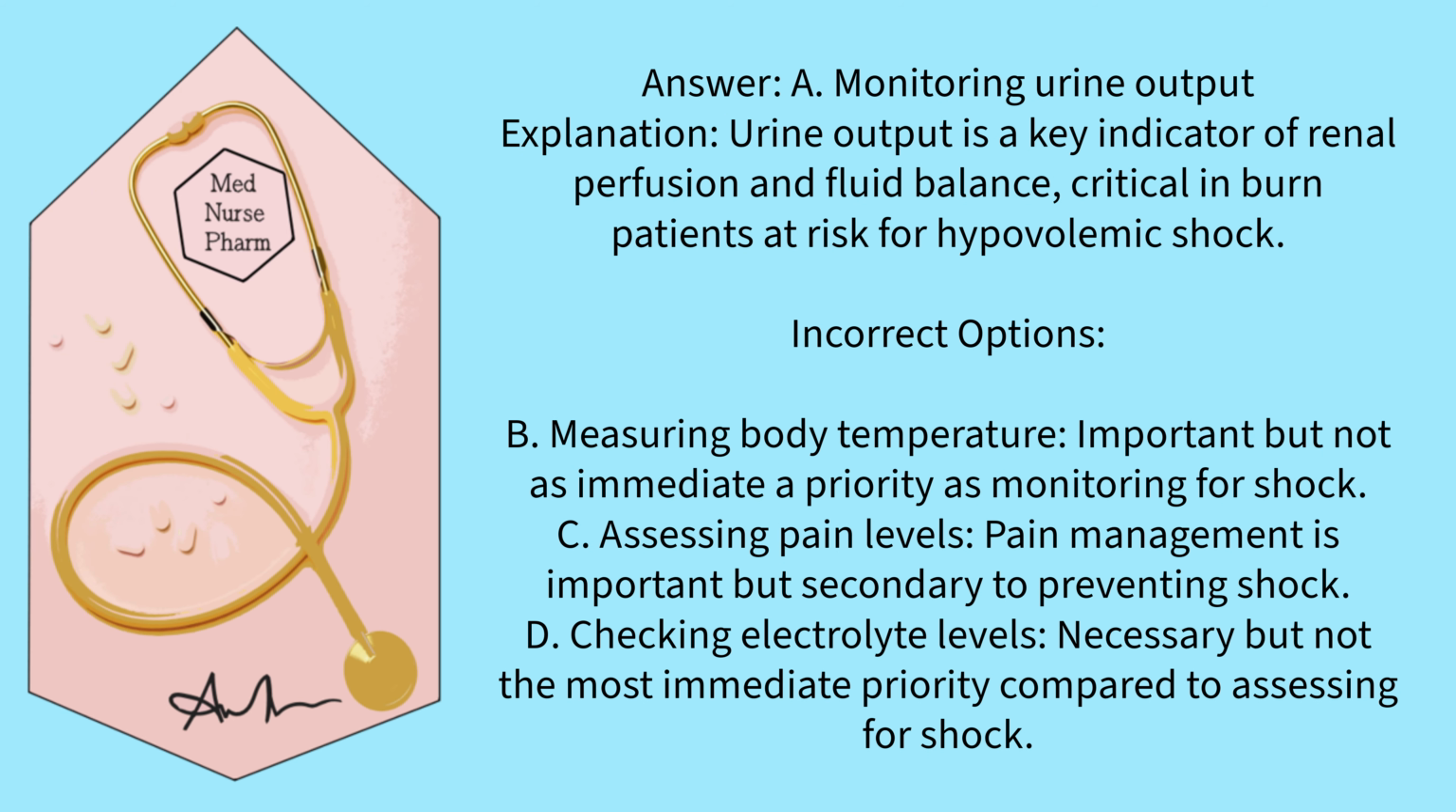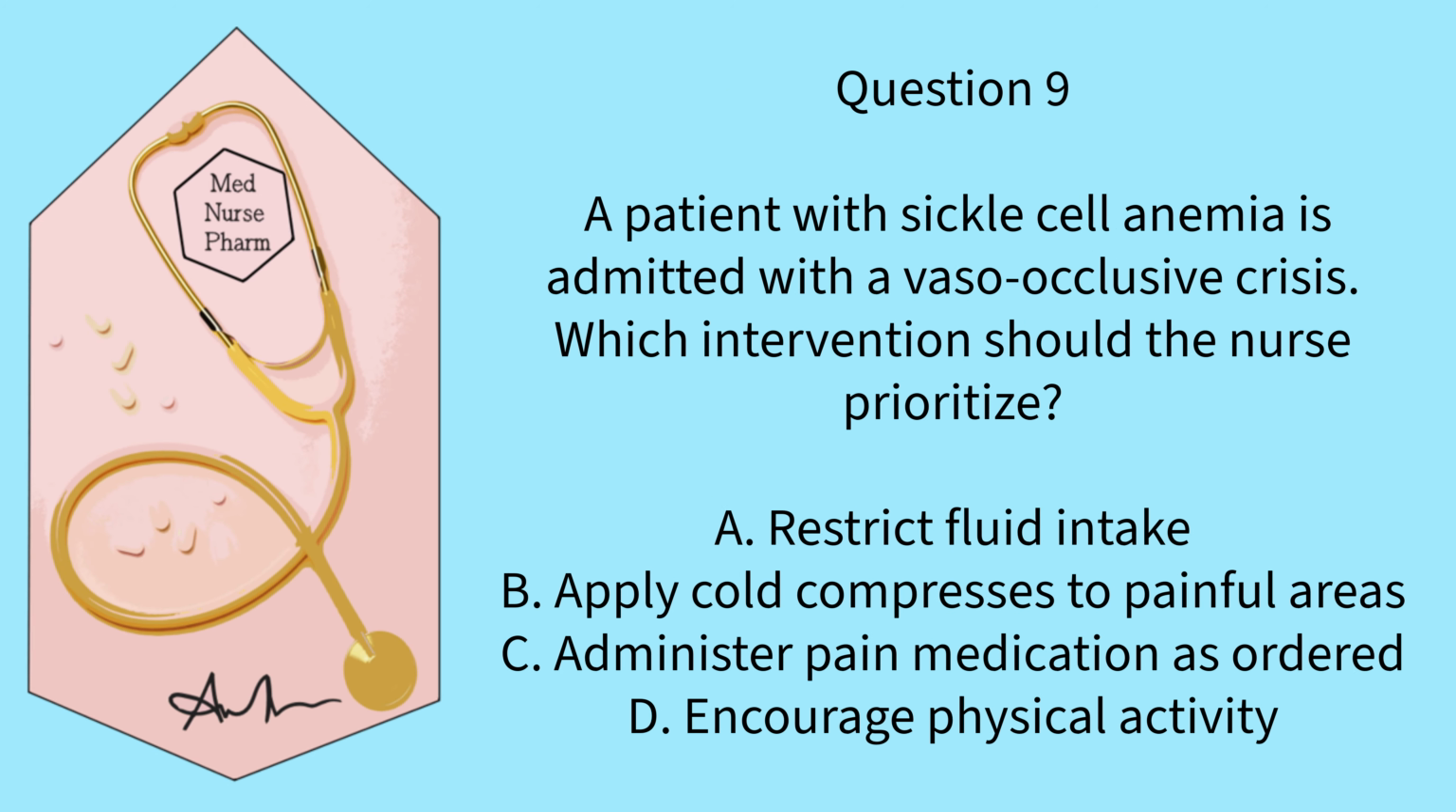If you chose option A, you are correct. Monitoring urine output. Urine output is a key indicator of renal perfusion and fluid balance, critical in burn patients at risk for hypovolemic shock.